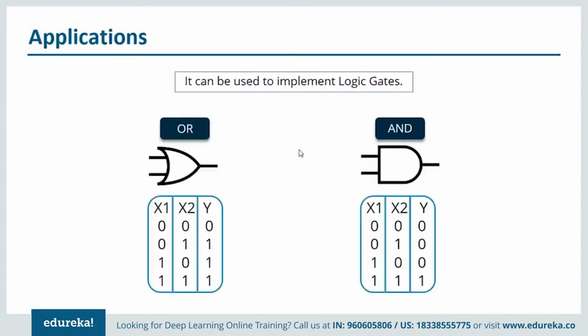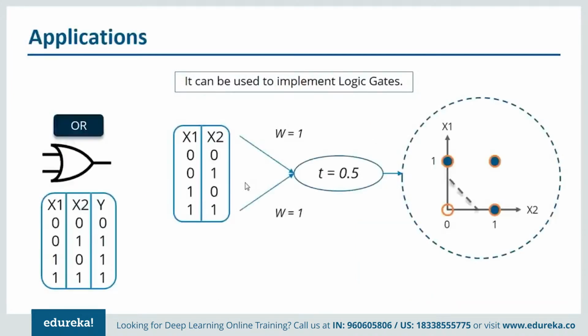Now we can even use it in order to implement logic gates, that is OR and AND. Now let me tell you how you can do that. First we'll look at the OR gate. Now in the OR gate, what happens here is the truth table. According to that, we have two inputs, x1 and x2.